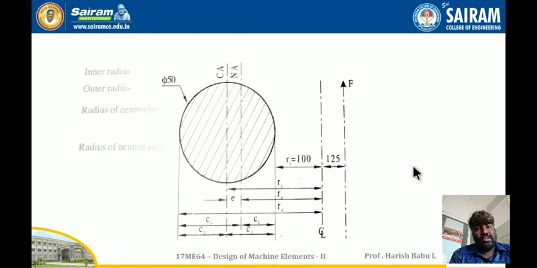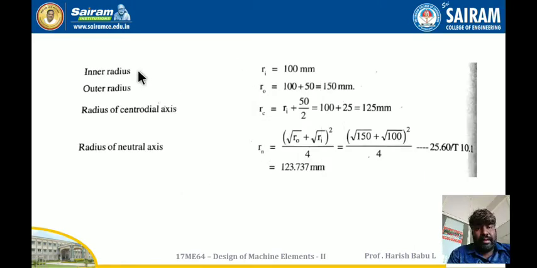remaining values. So first one will be the inner radius Ri is equal to 100 mm, outer radius R naught is equal to 150 mm, radius of centroidal axis, so Rc is equal to Ri plus 50 by 2, I am going to get as 125 mm. And the cross section is given as circular, so I am going to take the radius of neutral axis as Rn is equal to the square of (root of R naught plus root of Ri) whole square divided by 4, so I am going to get as 123.737 mm.